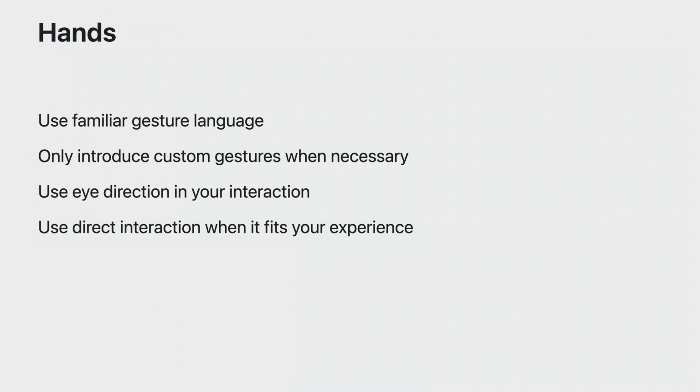To recap, here are the takeaways for designing interactions with hands. Use gesture language consistent with the system so people can focus on the content instead of the interaction. Be careful to only introduce custom gestures when the desired behavior can't be achieved with the standard set. Look for ways to improve your interaction using eyes as a signal of intent. Only use direct interaction when it's at the core of your experience, and if you do, provide extensive feedback to compensate for missing sensory information.